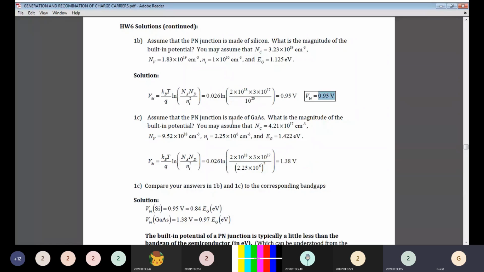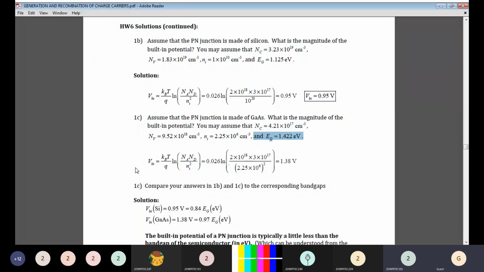Assume that the PN junction is made of gallium arsenide. What is the magnitude of the built-in potential? So you may assume that Nc is equal to 4.21 into 10 to the power 17 per centimeter cube, Nv is equal to 9.52 into 10 to the power 18 per centimeter cube, ni is equal to 2.25 into 10 to the power 6 per centimeter cube, and Eg is equal to 1.422 electron volt.